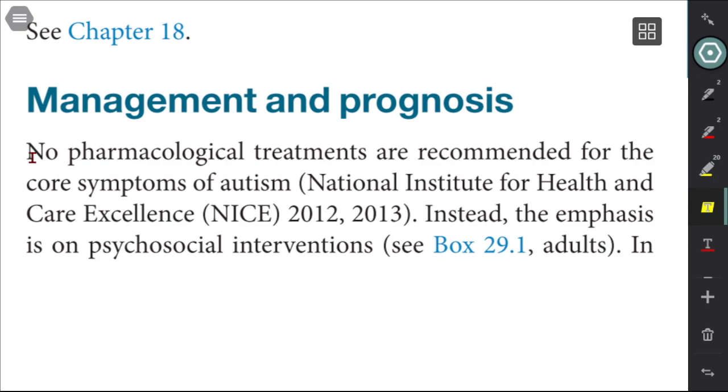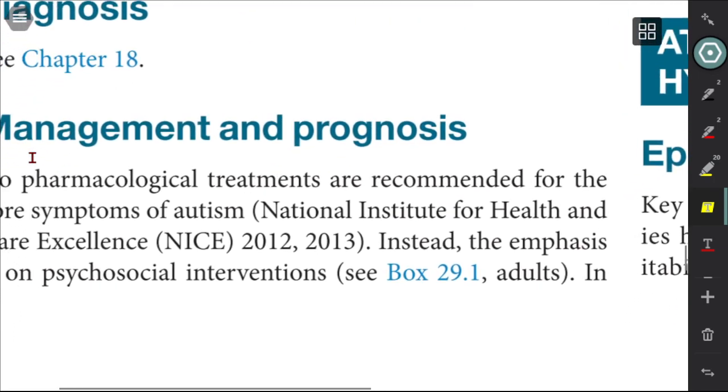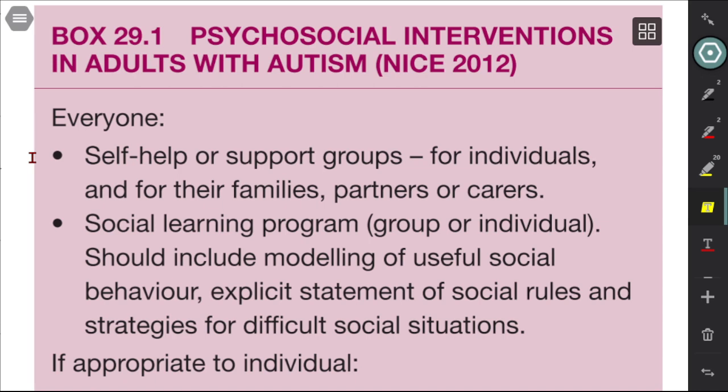So, let's talk about that. These are some psychosocial interventions in adults with autism by NICE guidelines. For everyone, they need self-help or support groups for individuals and for their families, partners, or carers.